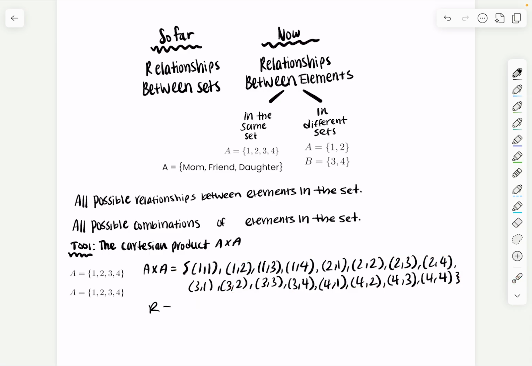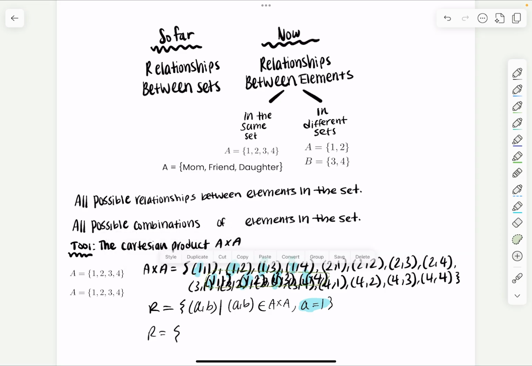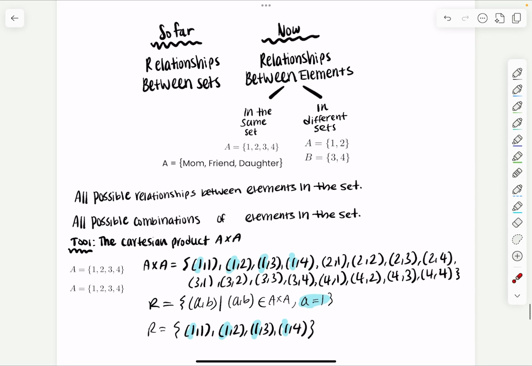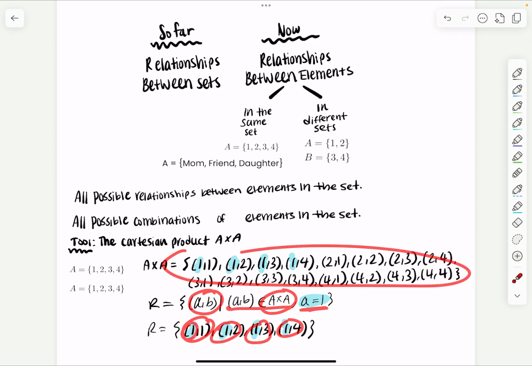But let's say your professor this time says your relation is going to be the set of ordered pairs such that that ordered pair comes from this set, so A times A, and A is equal to 1. So you're only going to pick ordered pairs from the set where the first value is 1. So that's this one, and this one, and this one. So your relation is going to be the set of these pairs, of these A, B coordinate pairs. So that's the idea. Here your professor gives you the description of your set. It says it has to be made up of these ordered pairs, and it is made up of these ordered pairs, such that these pairs come from this set, and that the first value is 1, which they are.